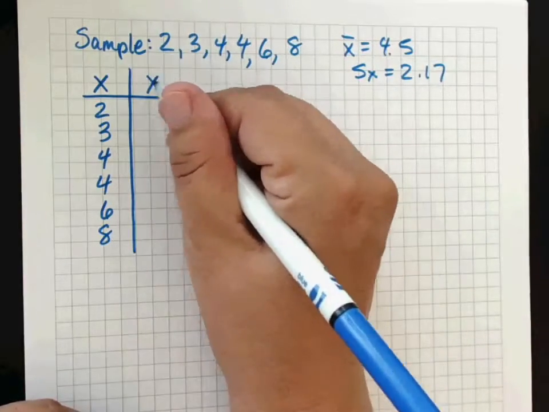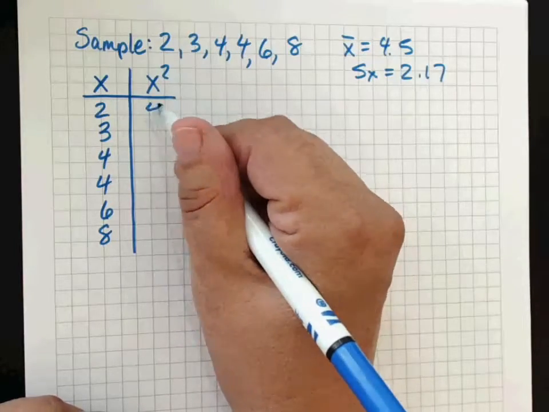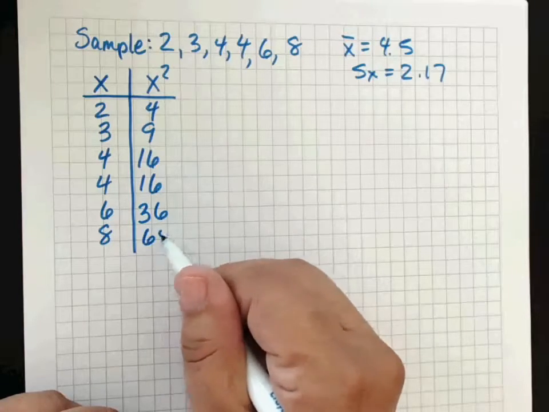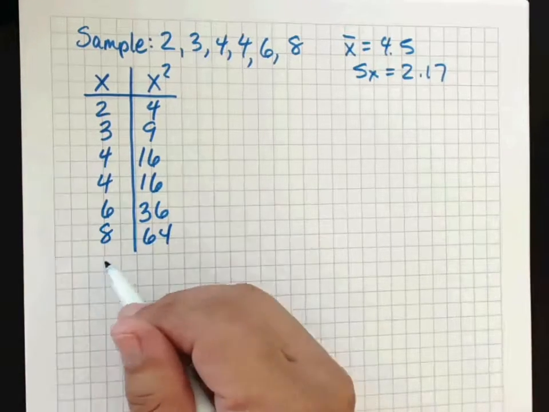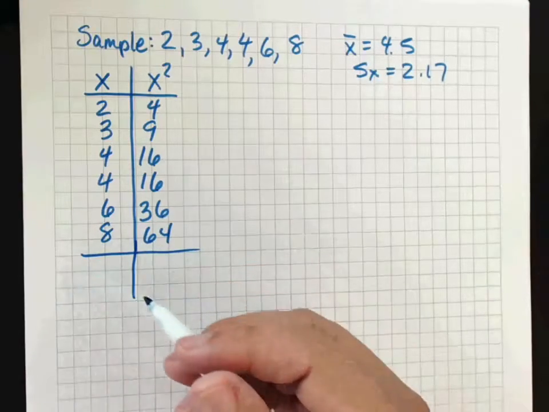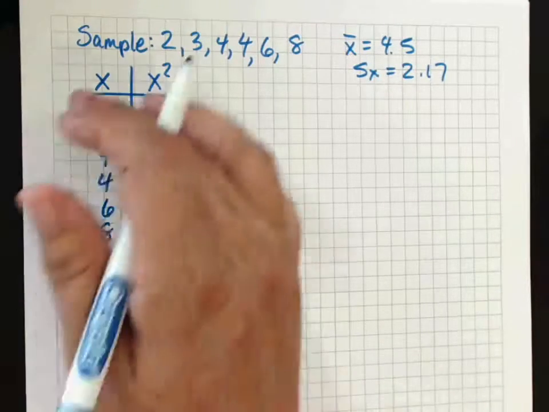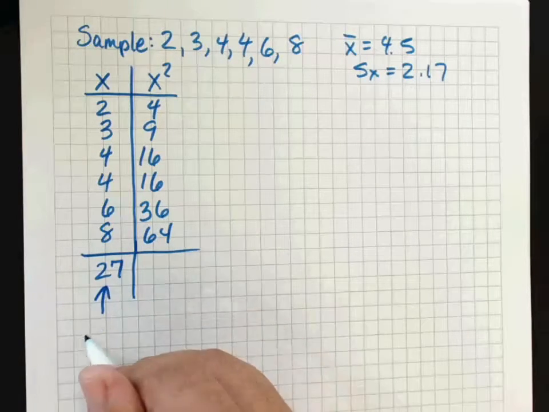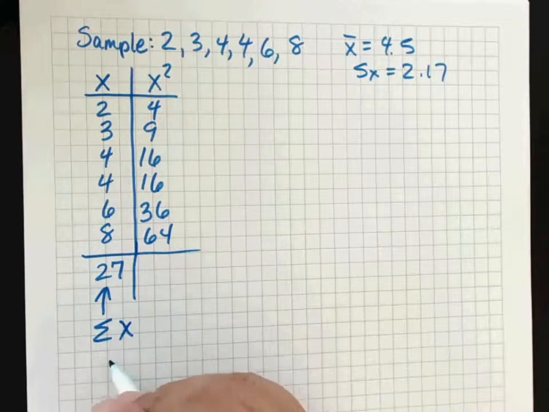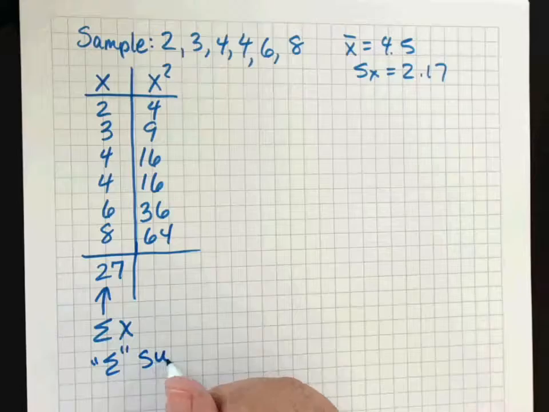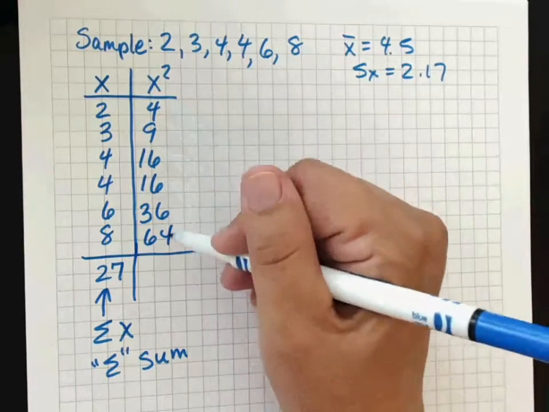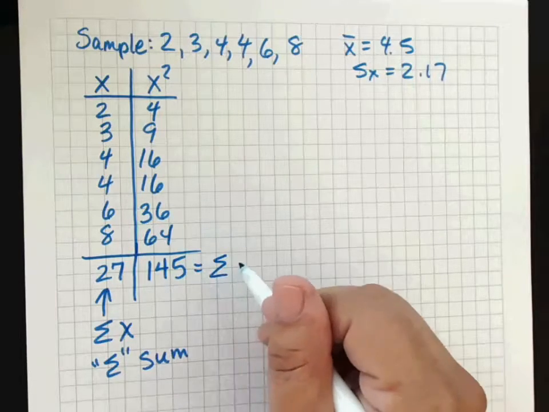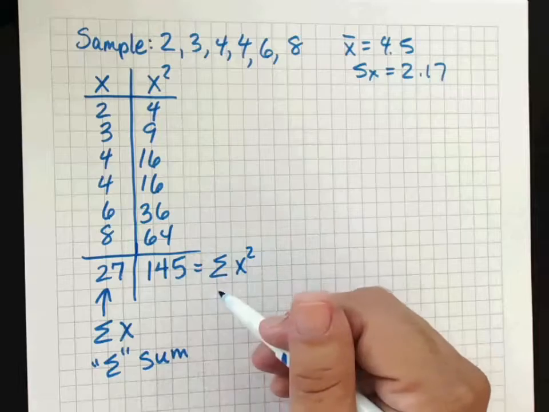And we're going to just look at x squared. So I'm not doing the mean, I'm just squaring the x. Okay. Now I'm going to add them all up. So if I add these numbers up, I should get 27. This is called sigma of x, where sigma means sum. All right? I'm going to add all these up, and I'm going to get 145. This is the sum, or sigma, of x squared. We really say sum, we don't really say sigma.